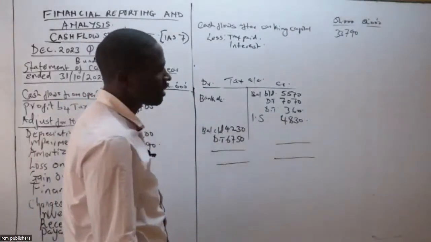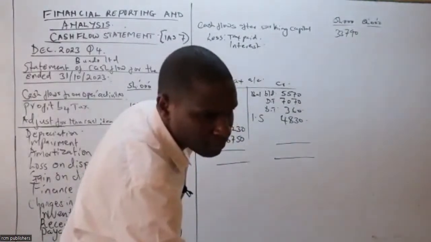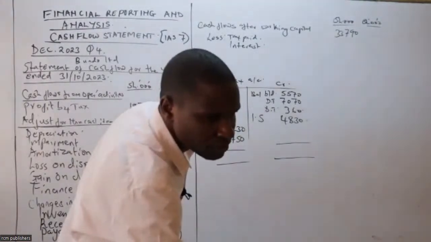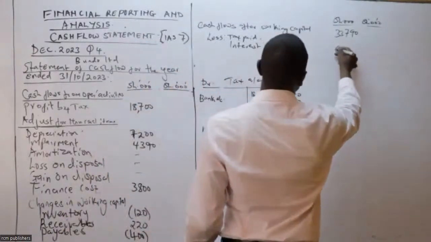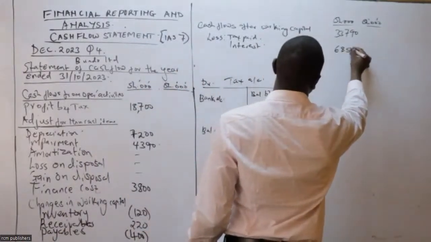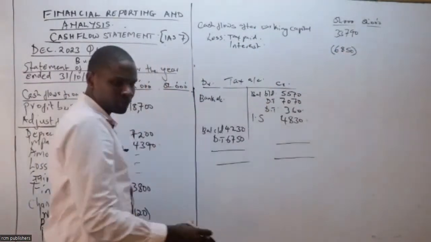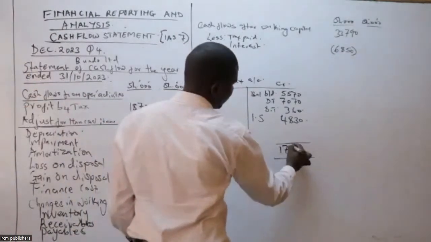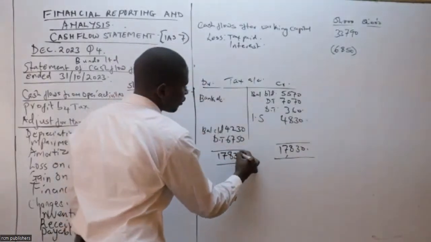So can you give me the tax? Interest, someone gave us there something like 68. Where from now? 6850. Yes, 6850. Our interest we will remove 6850. Now I want you to give me the total here. 17,830. I hope you have started with that side.